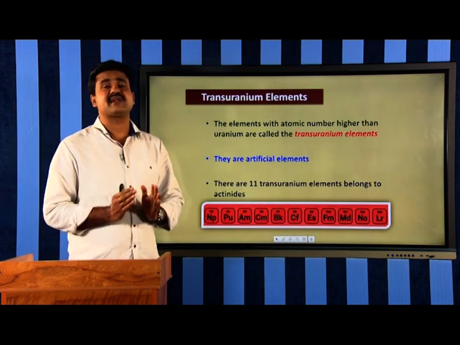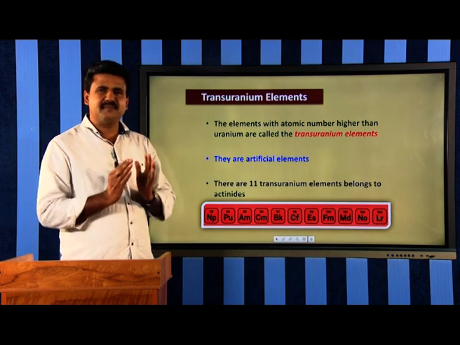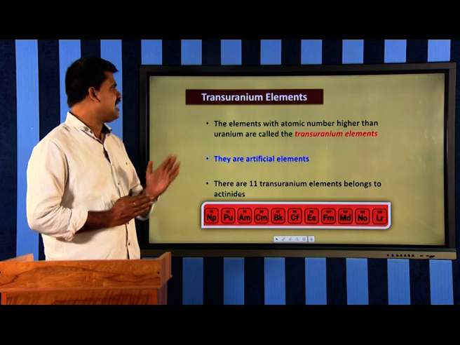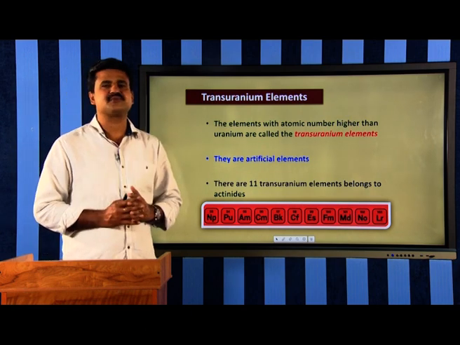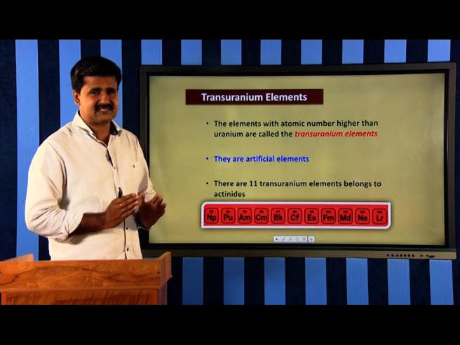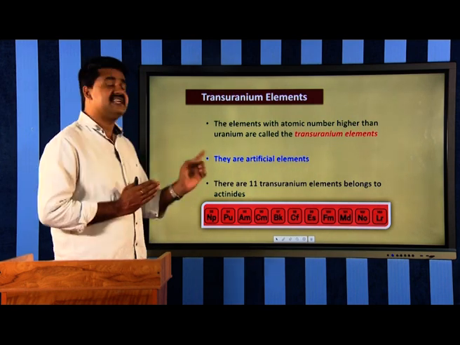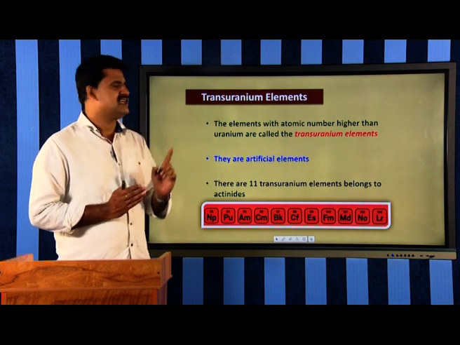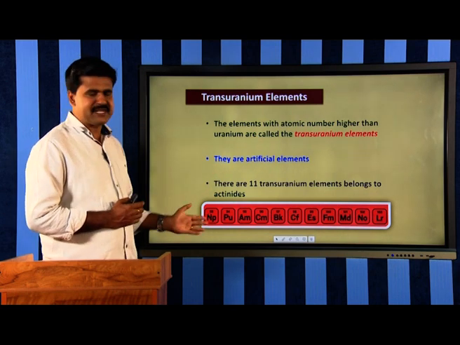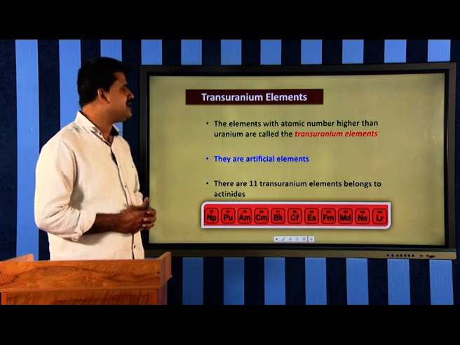Now, trans-uranium elements. The elements coming after uranium are simply termed trans-uranium elements. That is, elements with atomic number higher than uranium are called trans-uranium elements, and they are artificial elements. In the actinide series, there are 11 trans-uranium elements. They are neptunium, plutonium, americium, curium, berkelium, californium, einsteinium, fermium, mendelevium, nobelium and lawrencium.